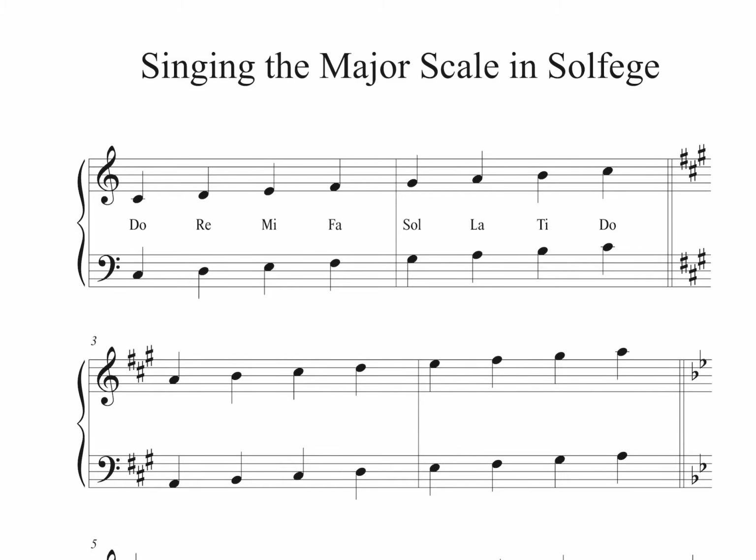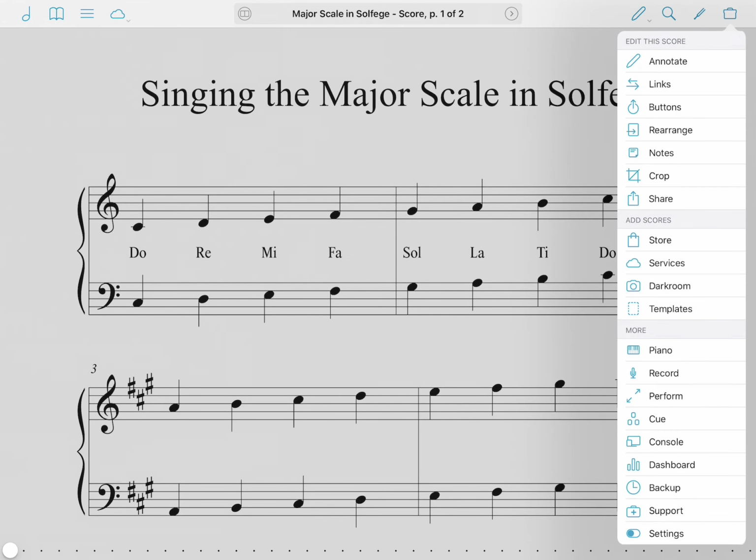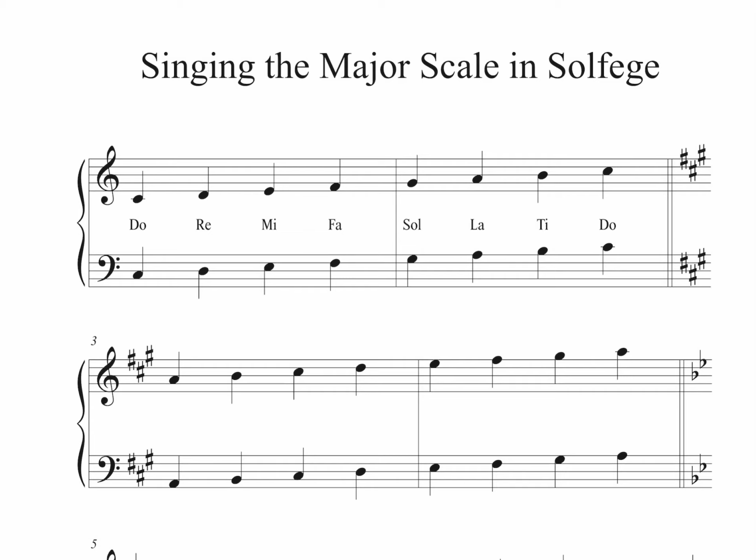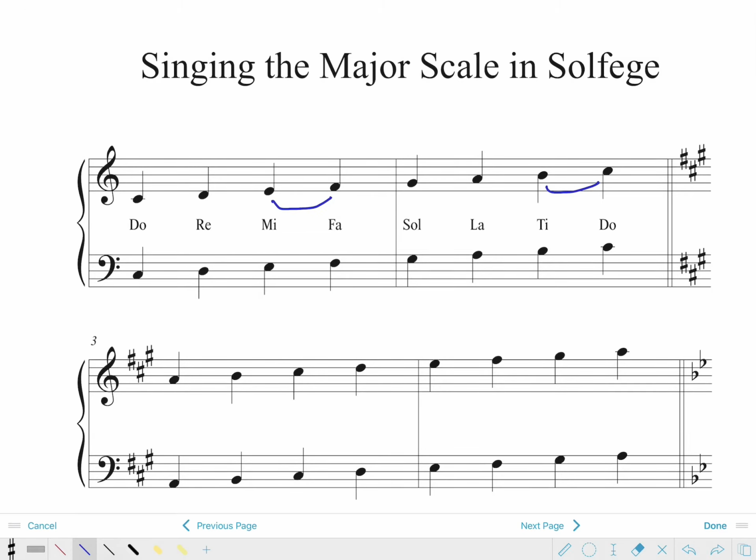Note that when we look at the keyboard again, we have the half steps built in. Do, re, mi, fa. We've got the half steps between mi and fa and ti and do. Do, re, mi, fa, sol, la, ti, do. We use these syllables, which creates the situation where we have the half step between mi and fa and ti and do. Always the half step will be between mi and fa and ti and do.